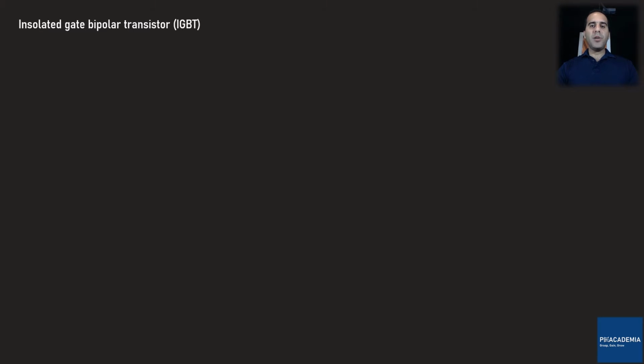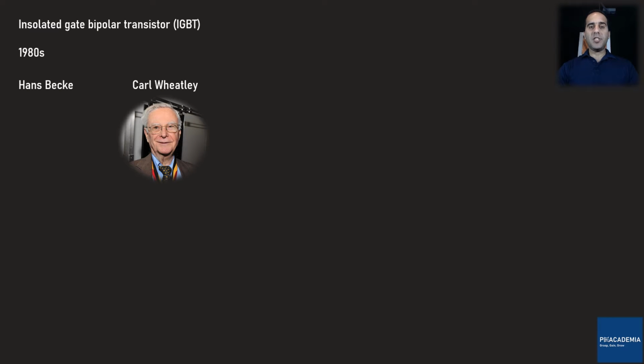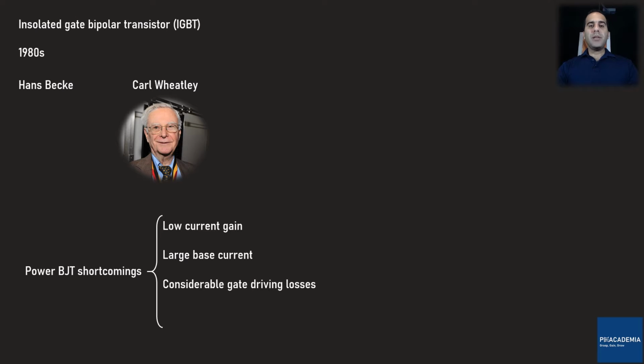The insulated gate bipolar transistor, or IGBT, was invented in the early 1980s by Hans Becke and Carl Whitley as an alternative to bipolar power transistors. The main shortcoming of power BJTs is the low current gain. This low current gain results in a large base current and therefore considerable gate driving losses. Moreover, keeping power BJTs within their safe operating area is a very difficult task to fulfill. Therefore, power BJTs are not a good option even for low power conversion applications.